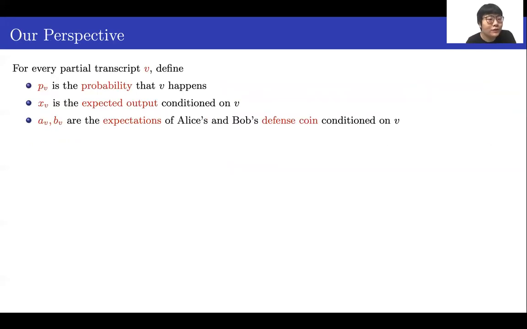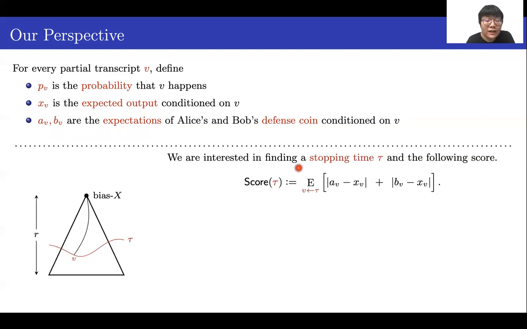So in the augmented protocol, for any partial transcript V, we shall define the following quantities. First, let P_V denote the probability that the partial transcript V happens. Secondly, we use X_V to stand for the expected output conditioned on this partial transcript V. Lastly, we use A_V and B_V to denote the expectation of Alice's and Bob's defense coins conditioned on this partial transcript. Given these definitions, we are interested in finding a stopping time tau and the following score. A stopping time is just a prefix-free collection of partial transcripts.